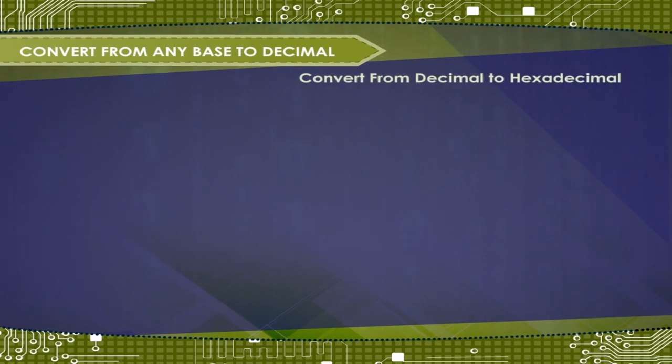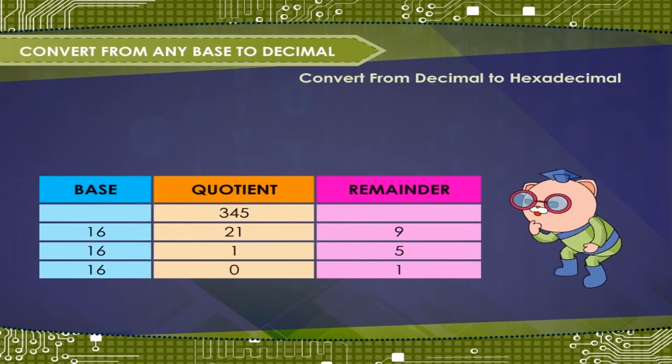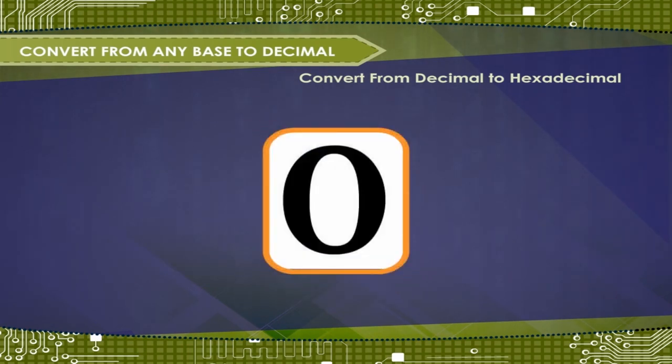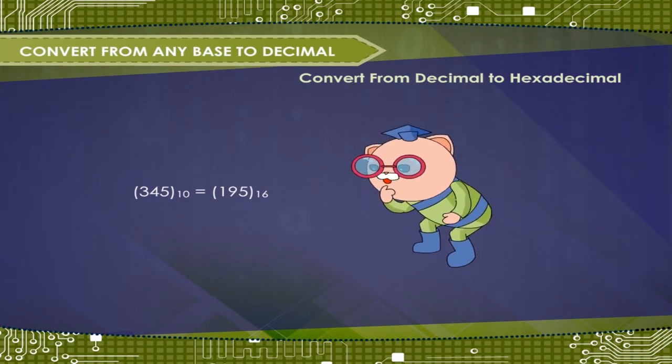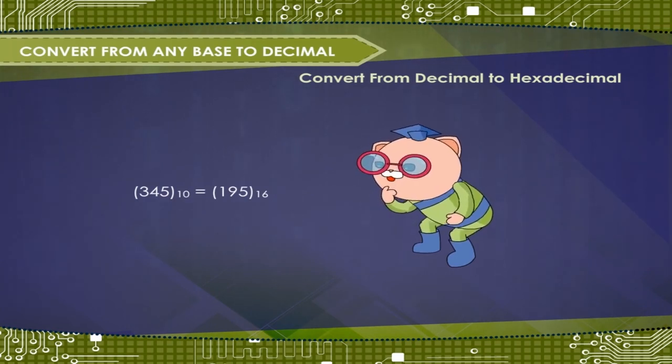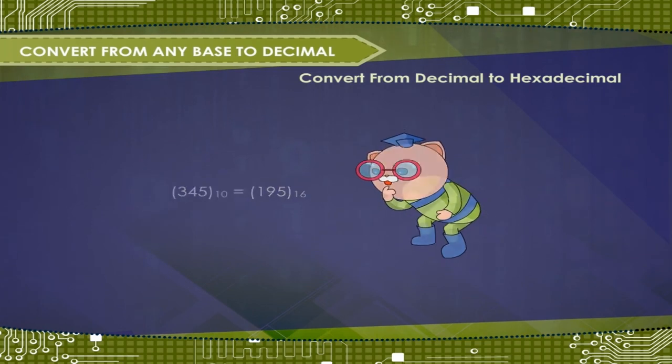Convert from decimal to hexadecimal. This time, express the same decimal number 345 in hexadecimal notation. Stop when the quotient is 0. Write the remainders in reverse order as shown above. So the answer is 345 base 10 is equal to 195 base 16. Remember, if the remainder is greater than 9, replace it with the appropriate letter: A, B, C, D, E, F.